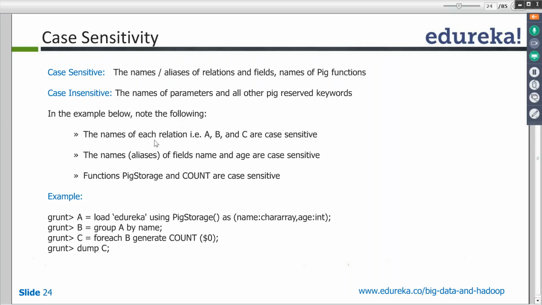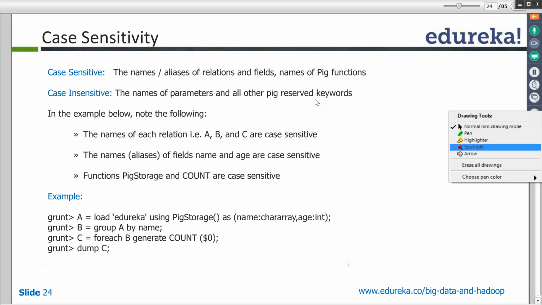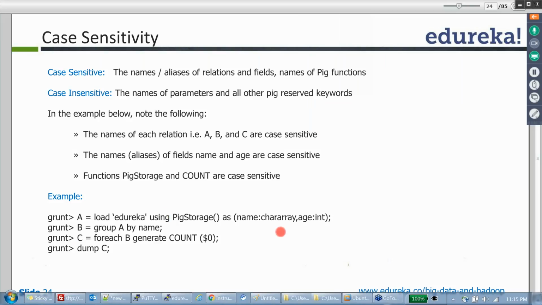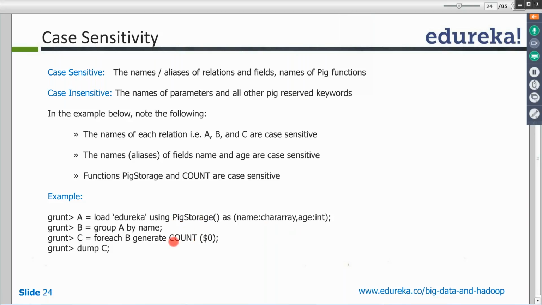So in the example, this is how a pig script looks. Don't worry about what this PigStorage is and everything else; we will come to this. Now if you look at the script, the names of each relation, each left hand side, A, B, and C, are case sensitive. These names, name, age, are all case sensitive. The functions, for example PigStorage, COUNT, these are case sensitive, all right?